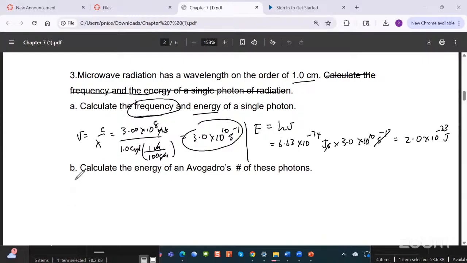All right. B part is asking for the energy. Actually, it's asking for the energy of Avogadro's number of these photons, right? So how do you propose we calculate the energy of Avogadro numbers of these photons? Remember now, this is for each photon, right? So how do we calculate it? Any ideas?